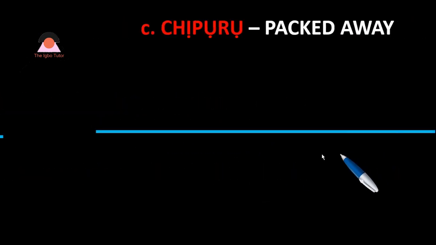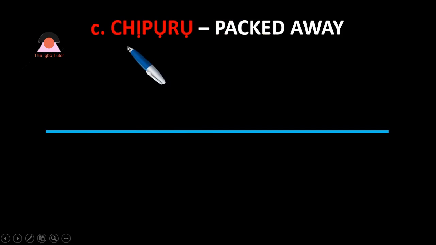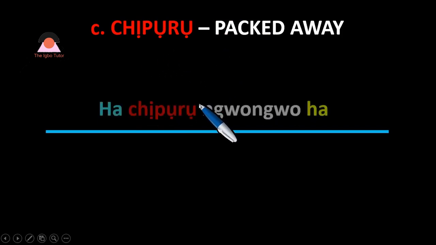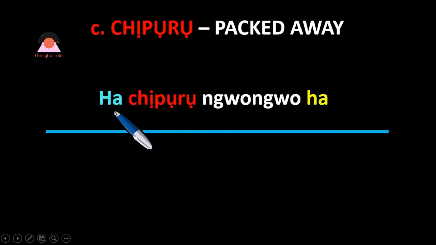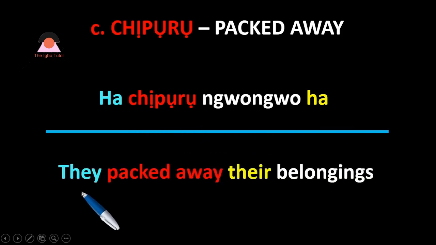Let's move on to the next one, which is Chiporo, past tense. Chiporo, packed away. Sentence example: Ha chiporo ngwongwo ha. What does this mean? They packed away their belongings. Ngwongwo here means belongings.